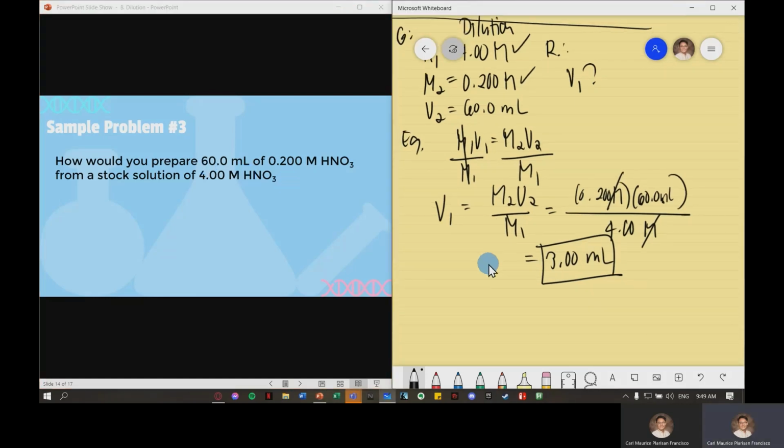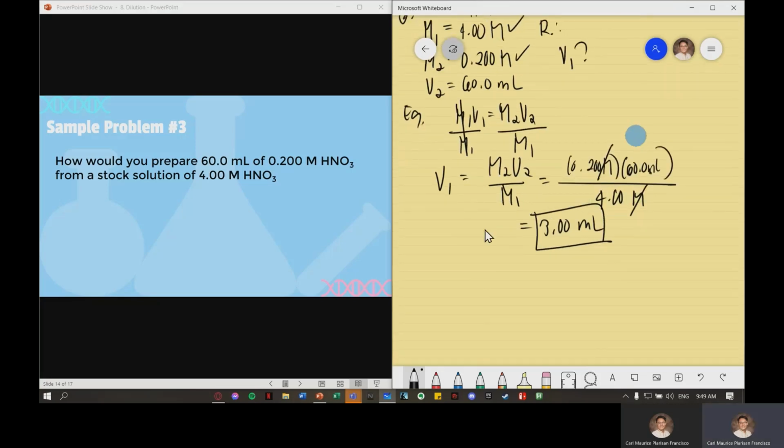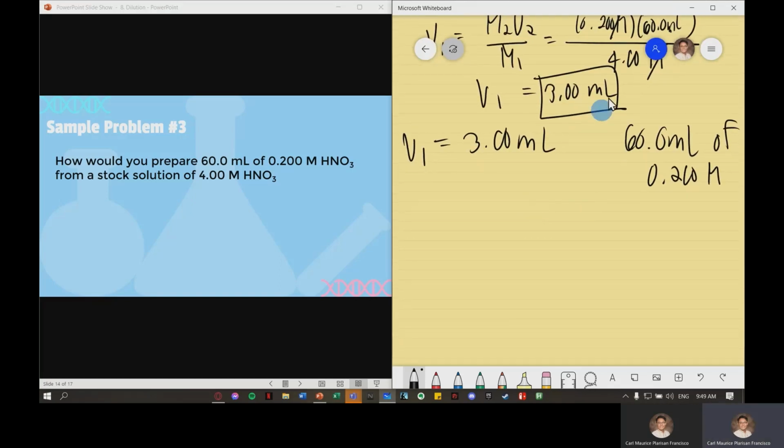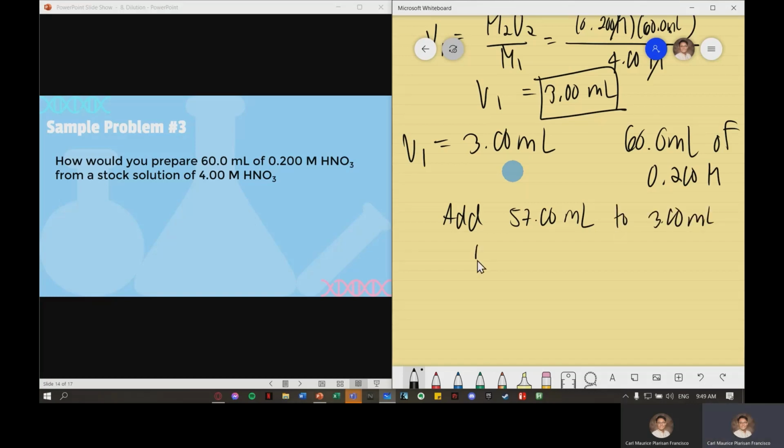Kasi paano daw tayo makakapag-prepare? So to answer this one, kung ang initial po ay 3.00 milliliter, at ang tanong ay, how would you prepare? Paano ka daw makakagawa ng 60 ml na 0.200 galing sa 4.00 molar nitric acid? Ang maging sagot ay, from 3.00 milliliter, add 57.00 milliliter to 3.00 milliliter of 4.00 molar nitric acid to prepare 60.0 milliliter 0.200 molar.